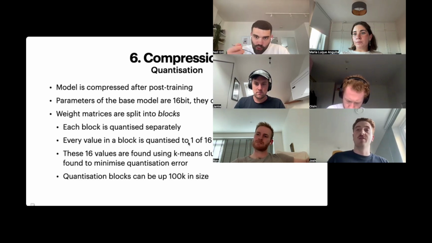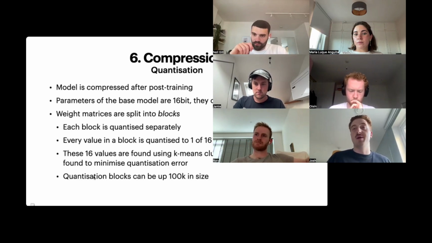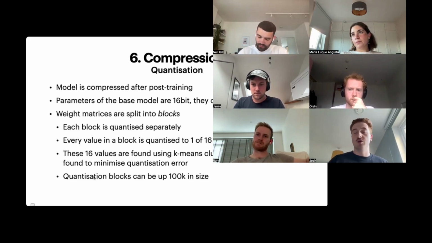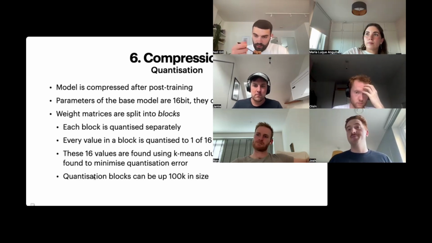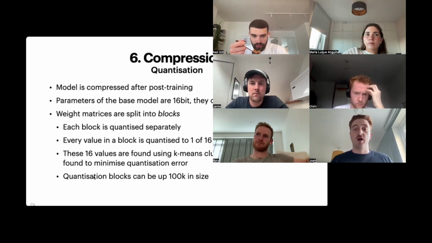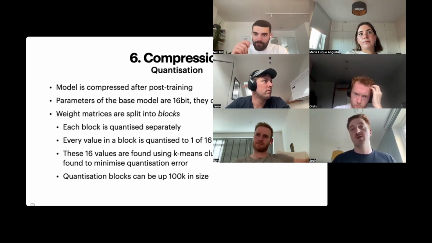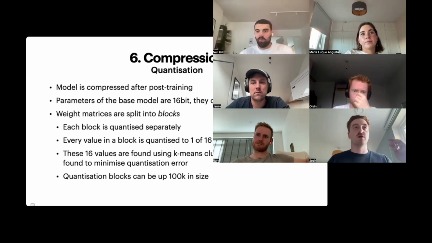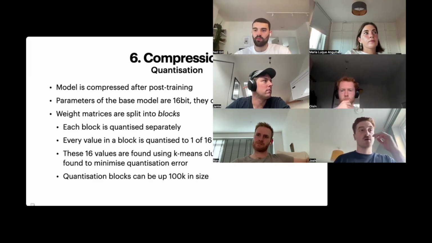The idea is that the smaller your quantization blocks are, the better the model's performance will be, but the less memory you're saving. If you learn quantization on a block that only has 16 weights in it, each centroid will be aligned with one of the weights, but then you have to store that information at inference time. So they say they use blocks of up to 100K size.